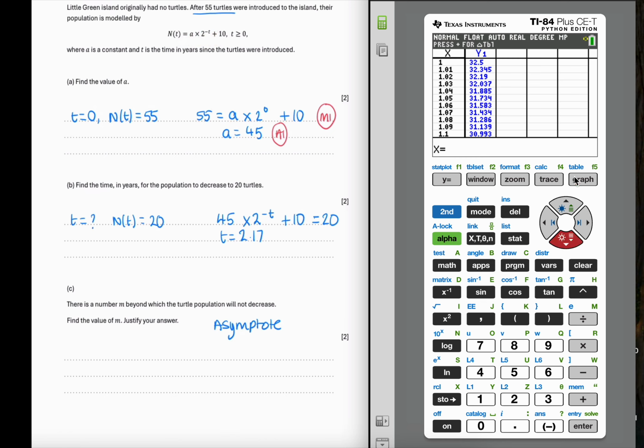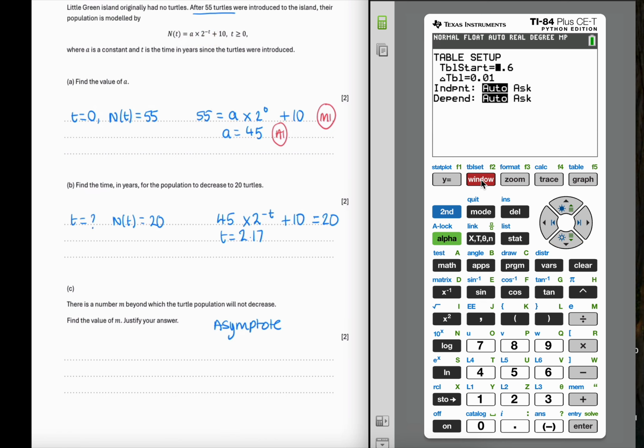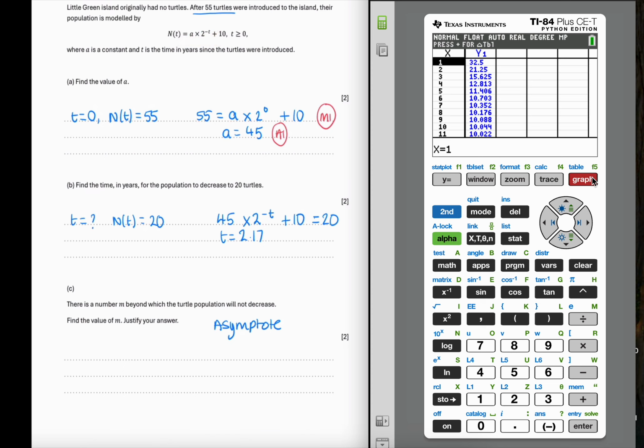One thing I can do is look at the table of values, and let's just change my table of values. So second function window, and I just want my table to go up in ones. So if I go into my table, I can see very clearly that it's just ending up at 10. So therefore m would equal 10 because that's my asymptote.